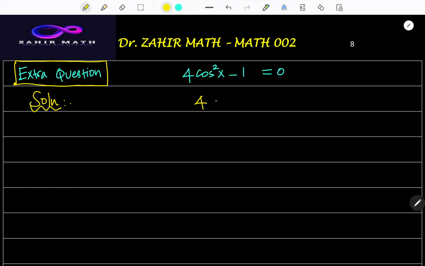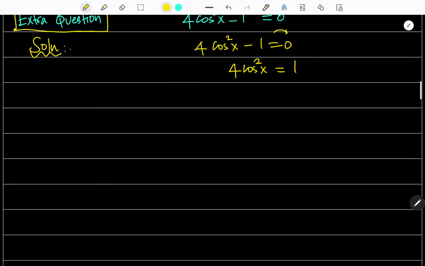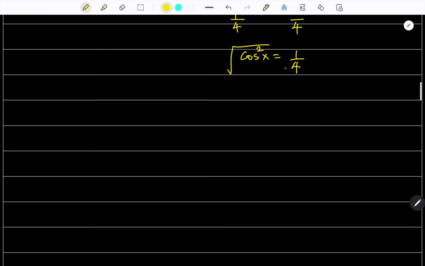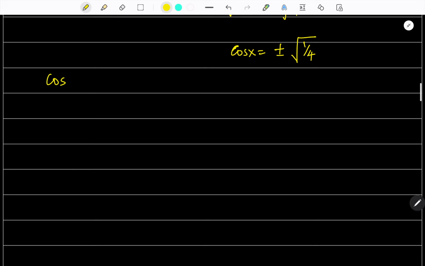So let us start the solution. 4 cosine square x minus 1 equal to 0. So 4 cosine square x equals 1, this one goes that side. I divide by 4. So cosine square x is equal to 1 by 4. I'll take the square root. So cosine x is equal to plus or minus square root of 1 over 4, which is 1 over square root of 4, or you can put in the calculator, which is 1 over 2.